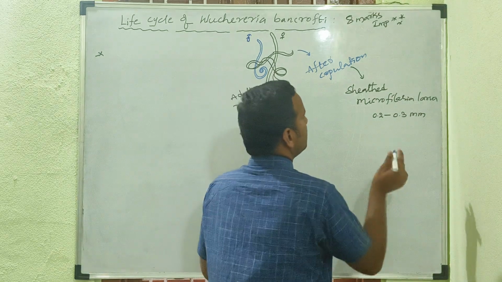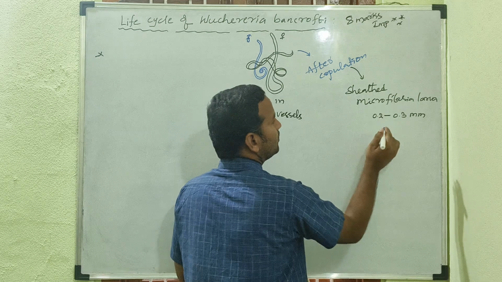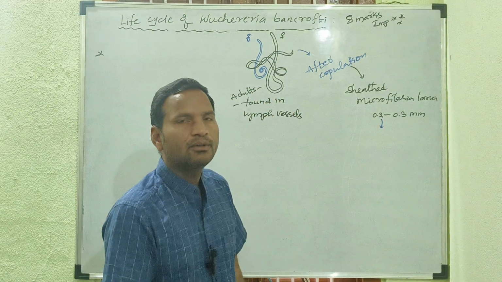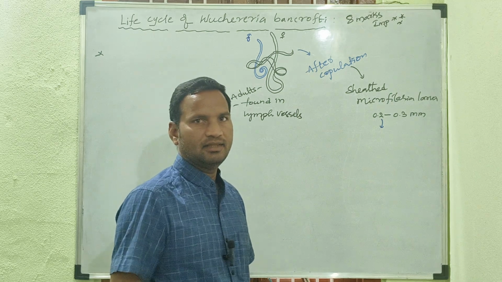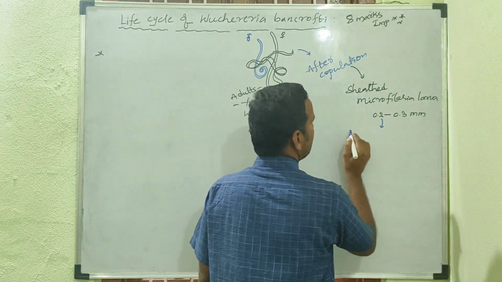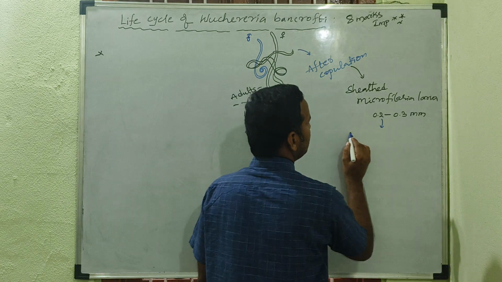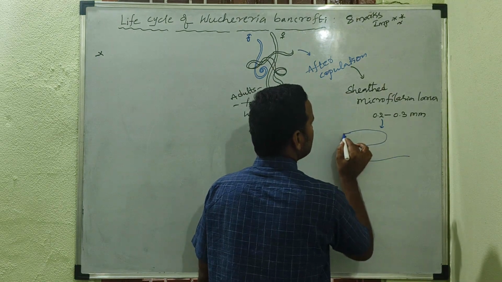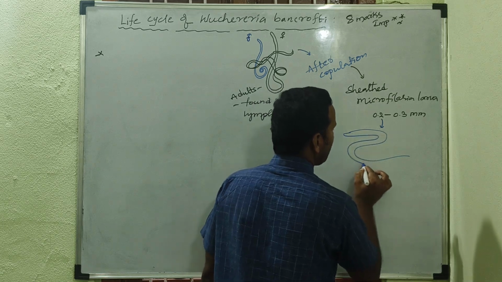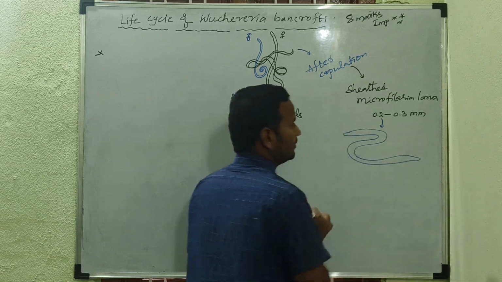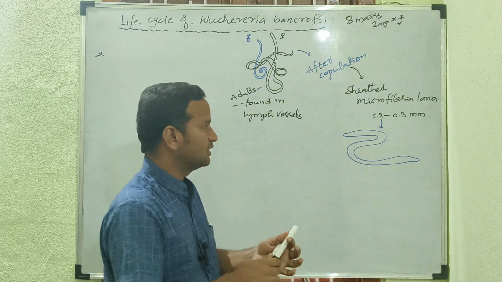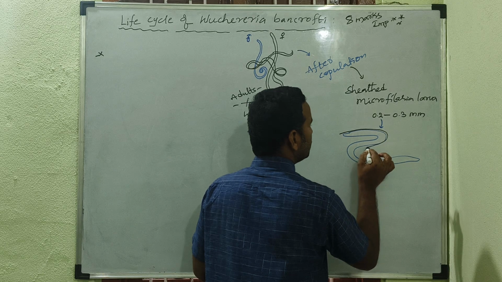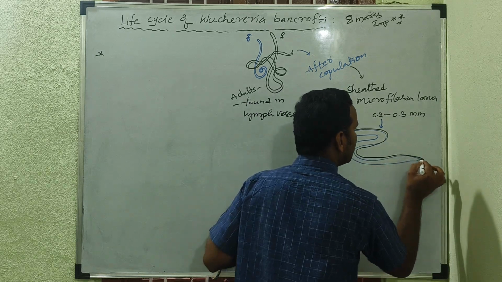Then the next step: after releasing, the sheathed microfilaria larva migrates into the blood circulatory system. Got it? What I am saying? For example, this is the structure of the sheathed microfilaria larva. Not exactly, just an imagination diagram. This is actually the structure of the sheathed microfilaria larva.